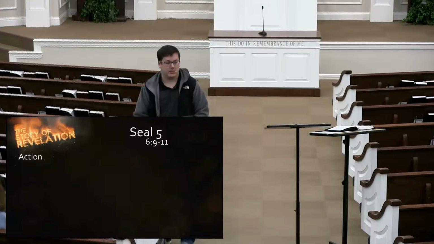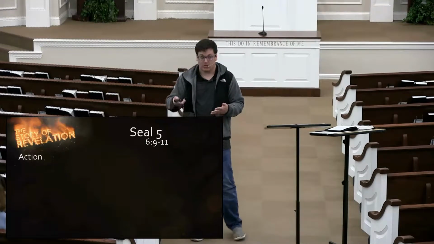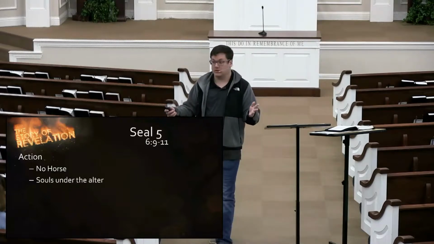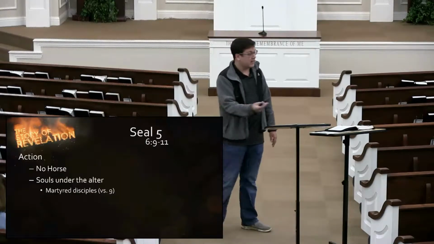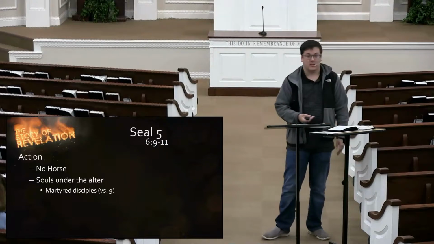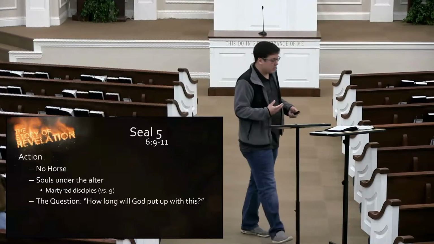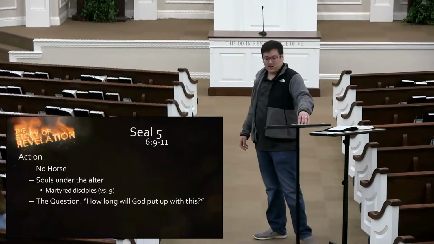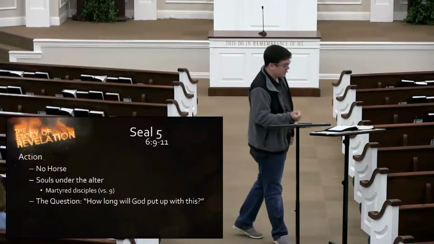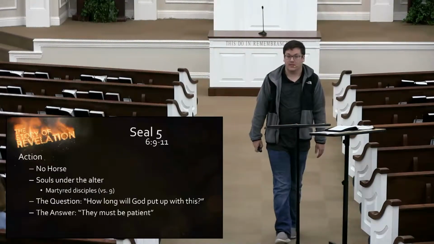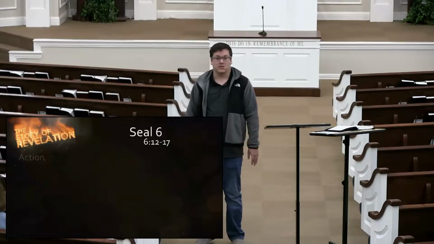Again, I said things change a little bit. Describe what we see now on seal 5. Martyrs. Okay, again, no horse. We see souls under the altar. These are the martyred disciples, verse 9 tells us. Those who had died because of the testimony they had, because of the perseverance that they stood strong to. And these martyrs are asking a question. They're pleading with God, how long are you going to let this go on? How long until you do something about this? And they're told they must be patient. Not yet. Hold on a little bit longer.